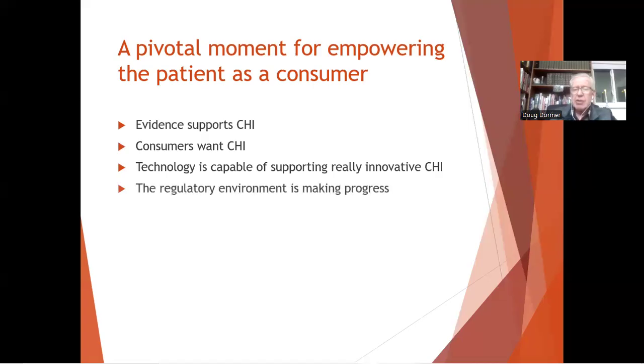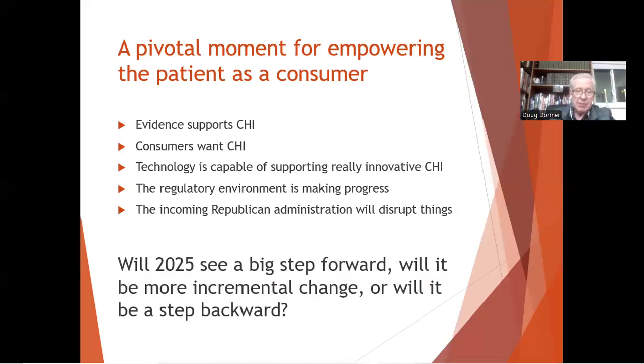The regulatory environment is making progress. We'll spend a fair bit of time talking about what's happened in the last 7 or 8 years. The incoming Republican administration, however, will disrupt things, and we will consider in some detail what the policies of the Republican administration will do, or the effect that these Republican policies will have on the evolution of consumer health informatics.